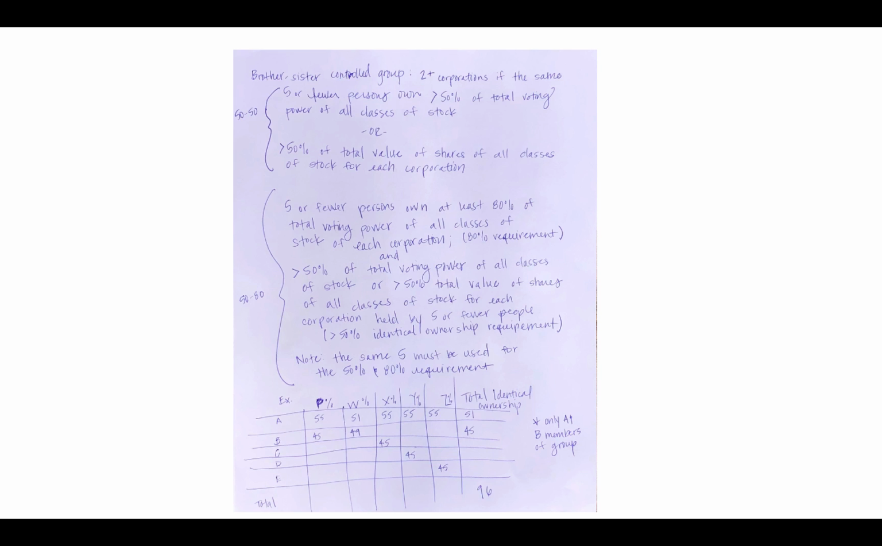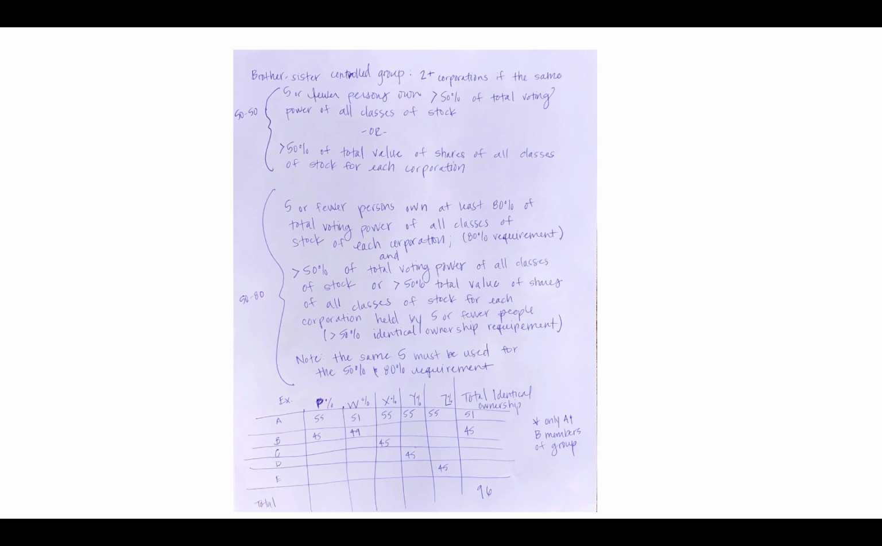And down here I have a note. The same 5 people must be used in the 50% test and the 80% test. So the 80% requirement and the 50% identical ownership requirement must be the same 5 people. So look at this example at the bottom. On the left side are your shareholders, A, B, C, D, and E. And on the top are your corporations, P, W, X, Y, and Z. And these numbers in here represent the ownership percentage of each.